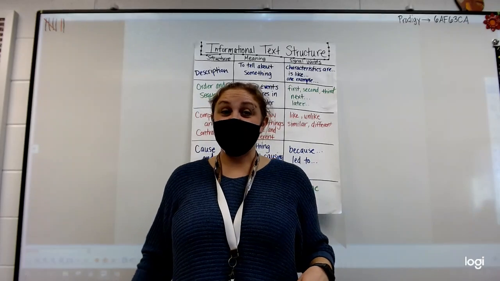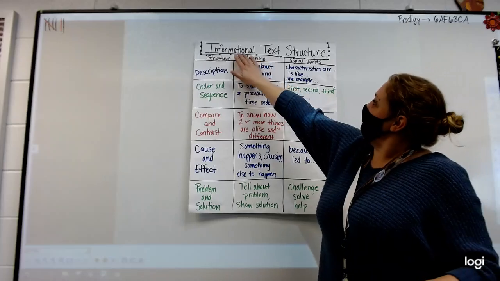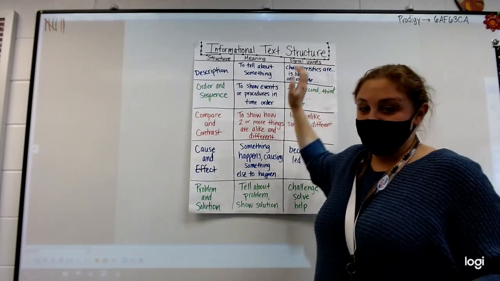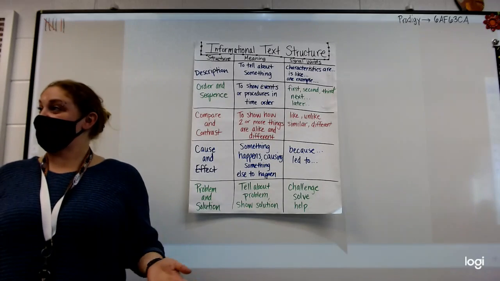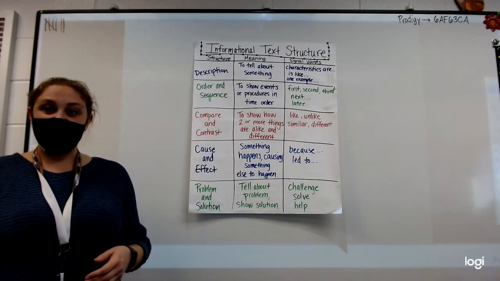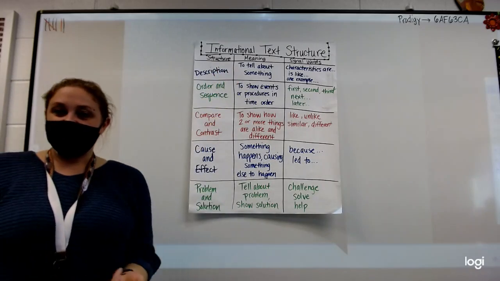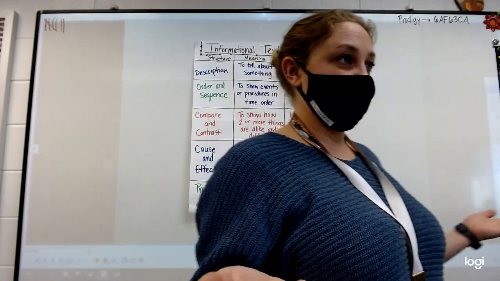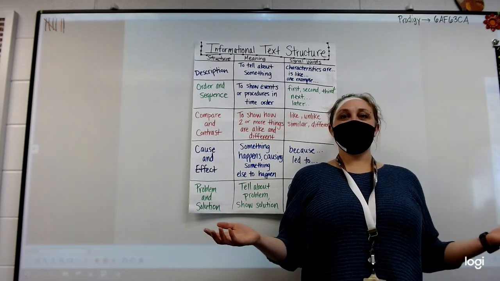All right, today in reading, we are learning about informational text structure. Informational text structure, which is a big word for how I can arrange my words when I'm writing nonfiction. All right, so the first one up here says description. And if I'm going to describe something, I could describe almost anything in the world. Okay, I could write about it descriptively.